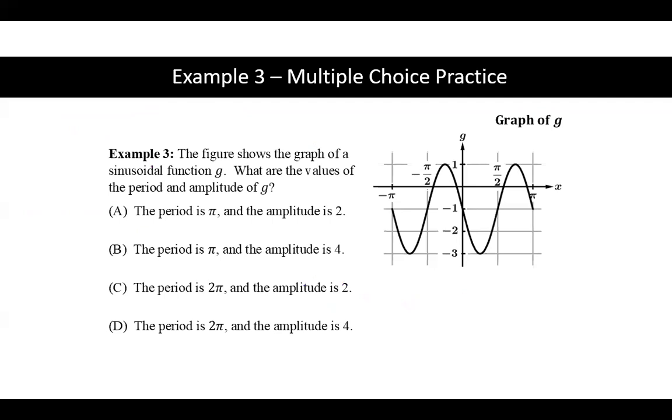All right. So here we have this graph, and it wants us to find all the values that are listed. The period is pi, and the amplitude is 2. Is that true? I'm asking y'all. Which is it? Well, I just got to it, so I'll give y'all a moment to look over it.